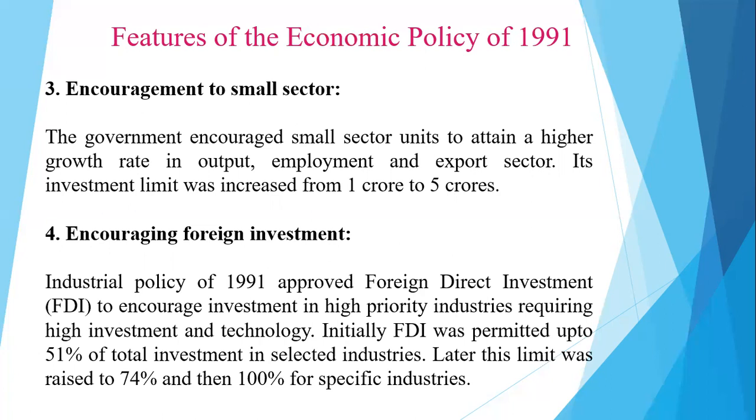The industries in which automatic approval was granted included a wide range of industrial activities in the capital goods and metallurgical industries, entertainment, electronics, food processing, and the service sectors that have significant export potential. Besides, this included a number of other industries which are important for the rapid growth of the economy. The limit was subsequently raised from 51%, as I said, to 74% and then to 100% for many of these industries.